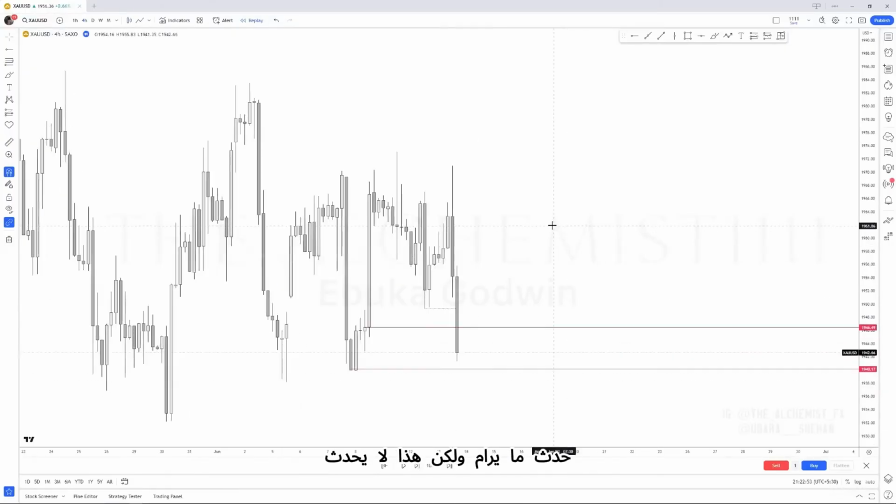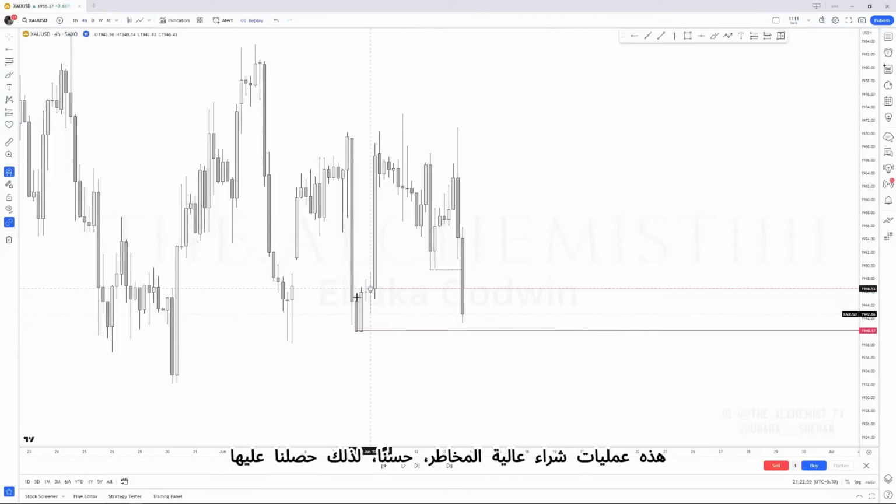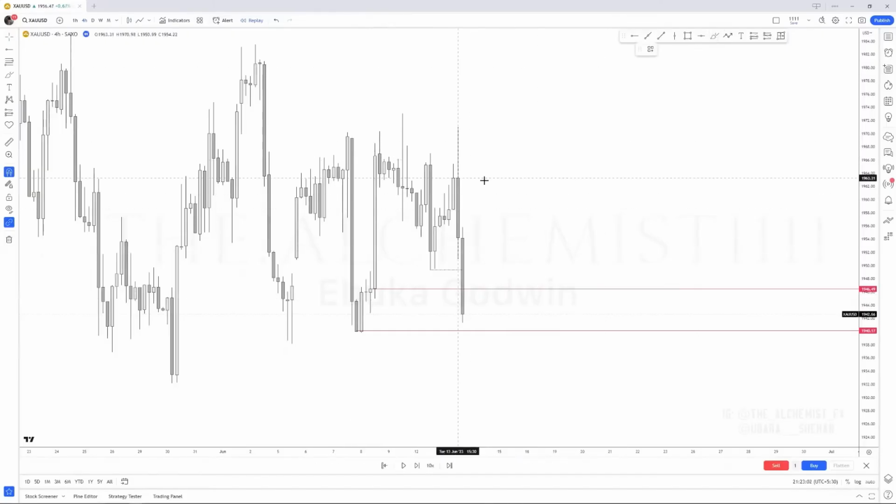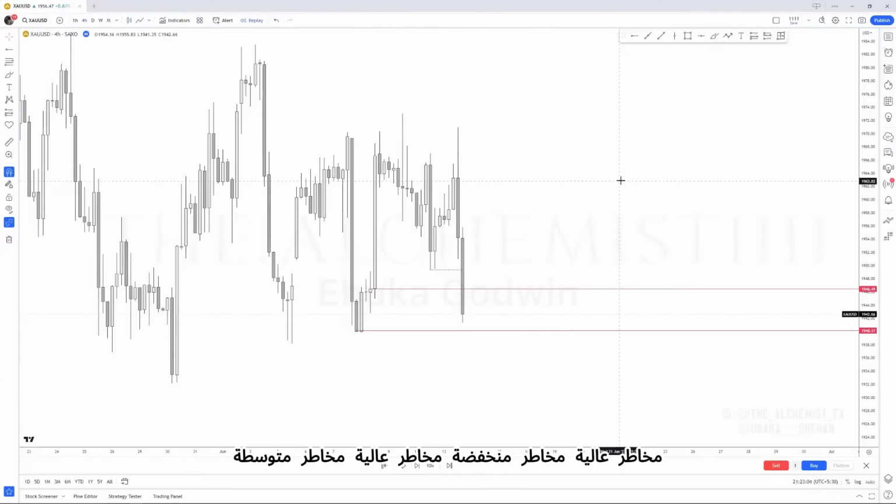Okay, but this happened. Don't worry, because these are high risk buys. We did not get any confirmation yet. Now there are three types of entries: high risk, medium risk, and then low risk.